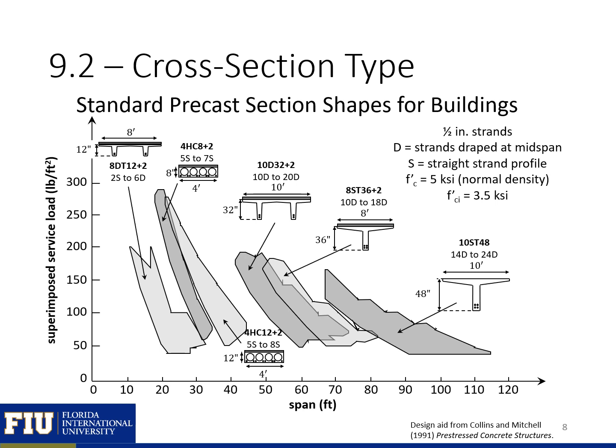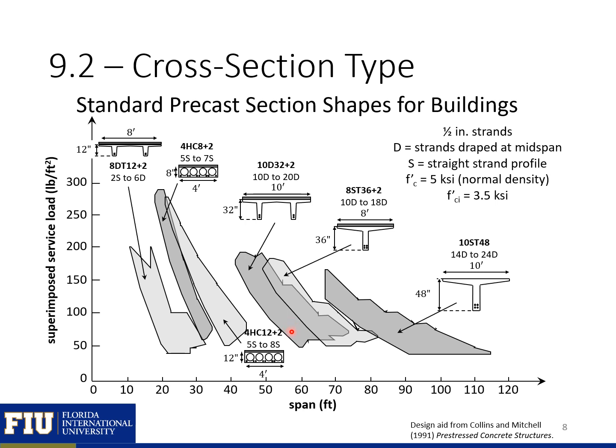So on the next couple slides, I'm going to go through some of the different design aids that are available. The first one here is just a design aid taken from Collins and Mitchell's Prestressed Concrete Structures textbook. With this design aid, you can come in and choose your span length and your given loading, and then you can come and see an approximate structural shape for that span length and loading.